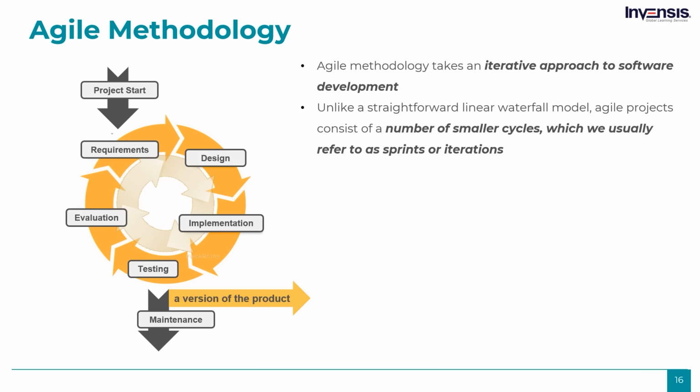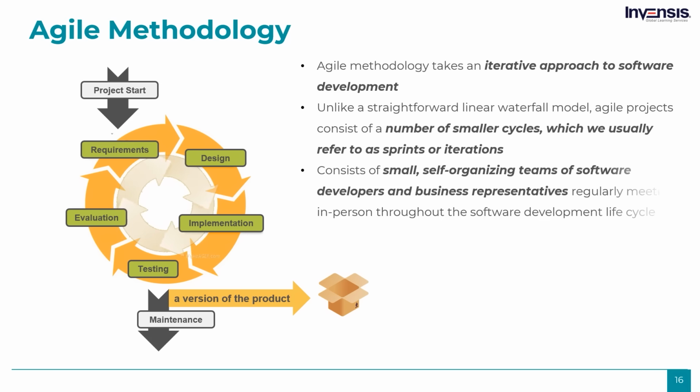Each of these iterations is a project in miniature. It has a backlog, or what you know as a requirement doc, and consists of design, implementation, testing and deployment stages within the predefined scope of work. At the end of each sprint, a potentially shippable product increment is delivered. Thus, with every iteration new features are added to the product, which results in gradual project growth. Usually, Agile software development consists of small, self-organizing teams of software developers and business representatives regularly meeting in person throughout the software development life cycle.